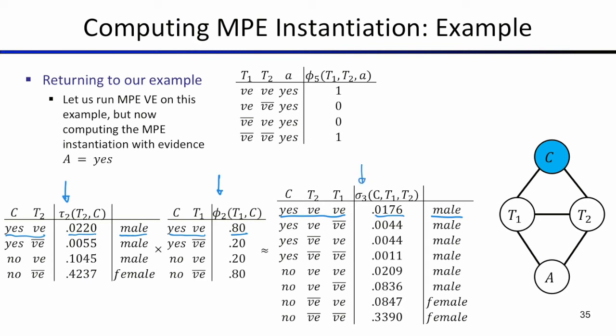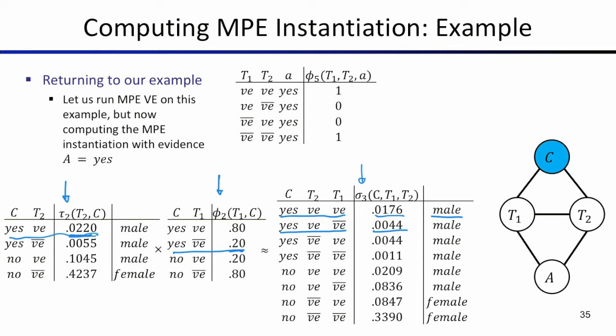Because when we multiply this guy here, let me just erase what we have here. So when we multiply this guy here by this guy here, what we have is an entry that has yes for T1, it has not V, and for T2 it has V. So exactly this entry here. And in this case, the probability is going to be the multiplication of this 0.0220 by 0.20 that we have here. So we have this probability here.